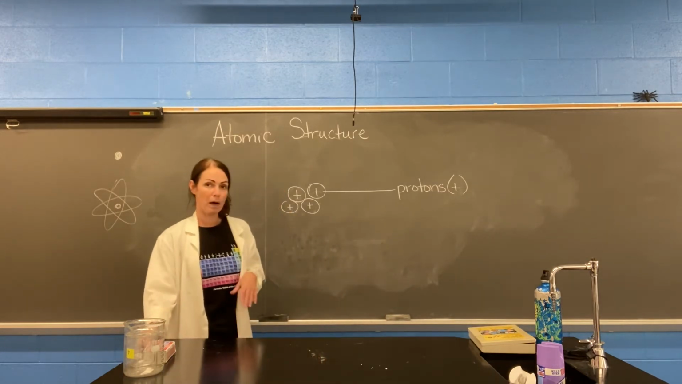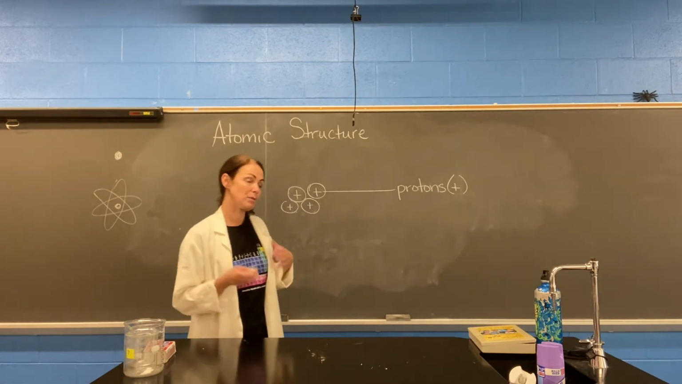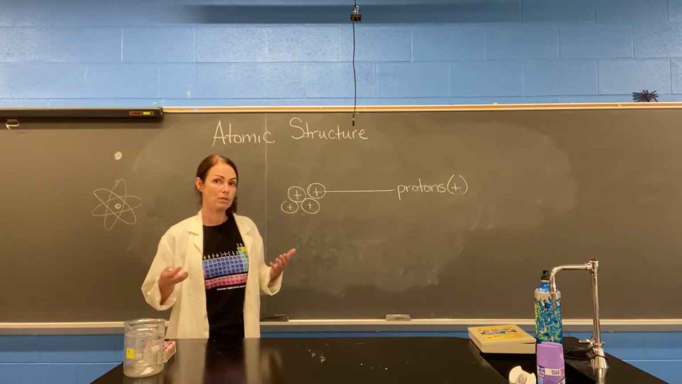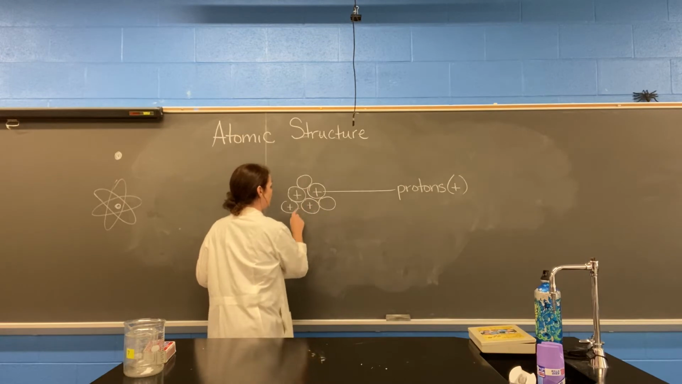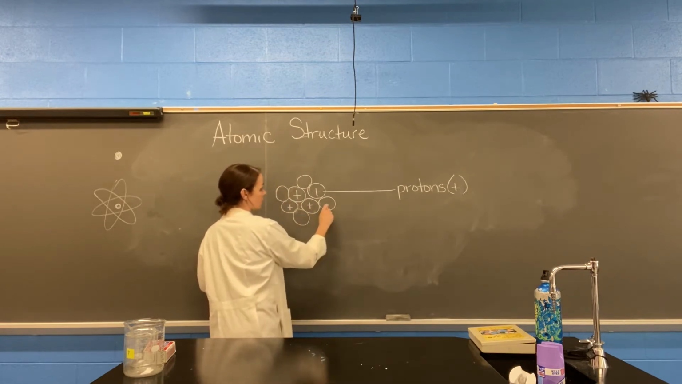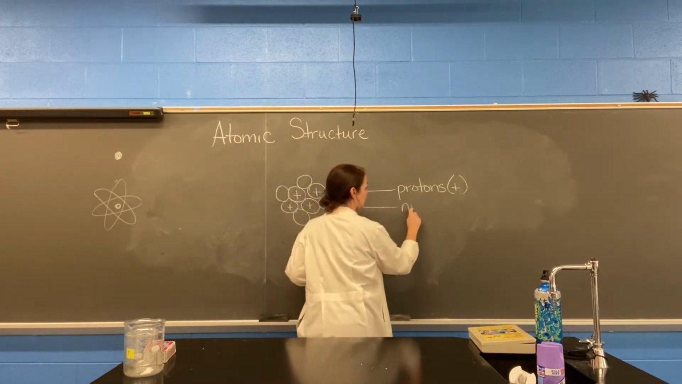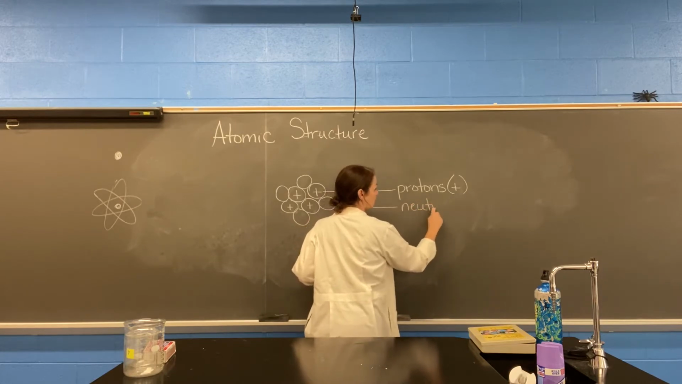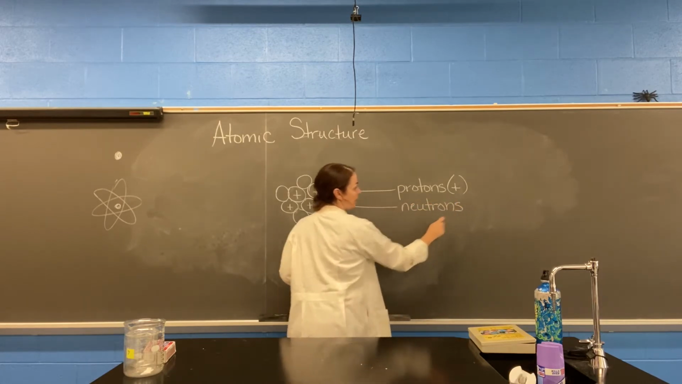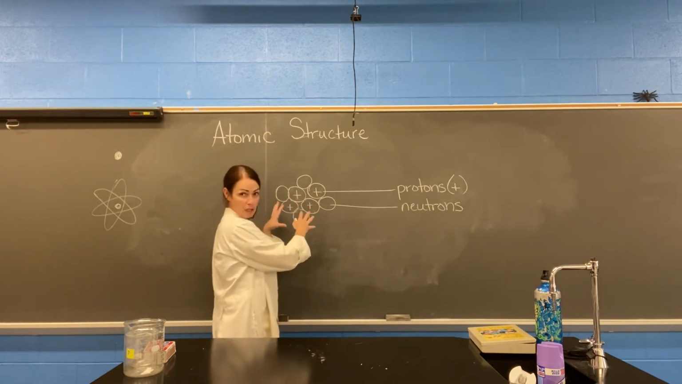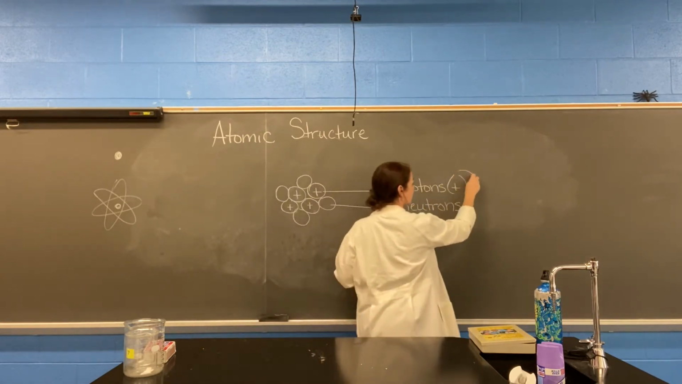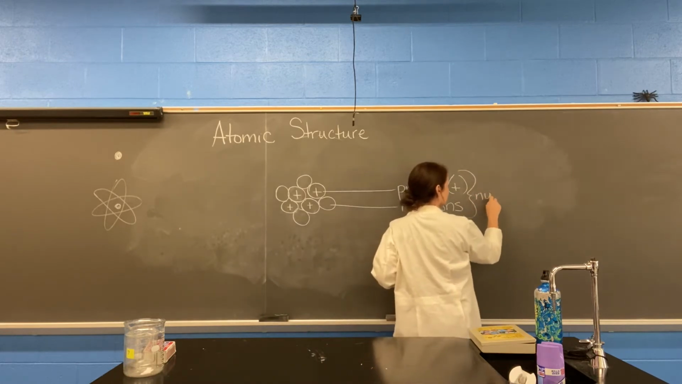But protons have a positive charge and they push each other away. So we have these other things also in the core or in the nucleus. And these are called neutrons. Neutrons have a neutral charge or no charge at all. Together, the protons and the neutrons make up the nucleus.